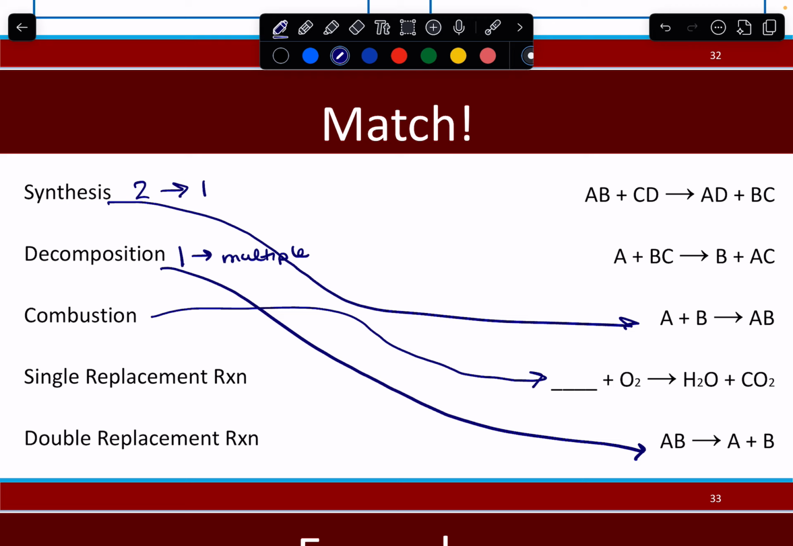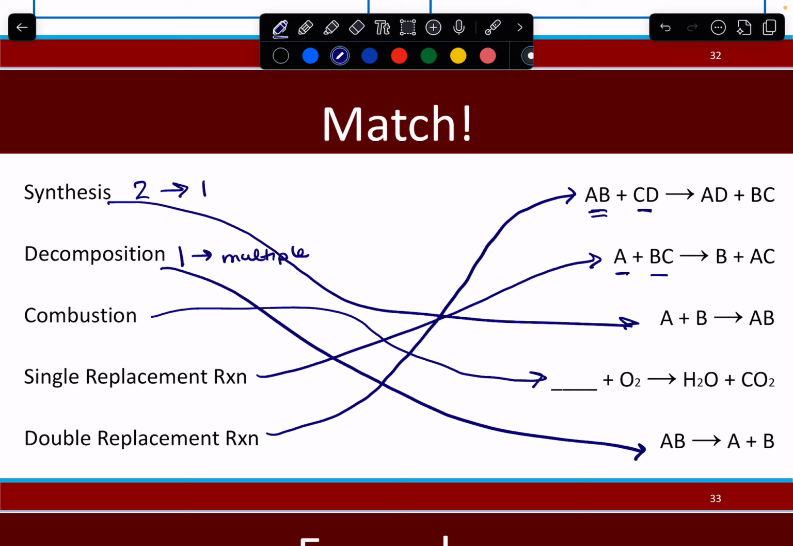Your single replacement is a single element replaces something in the compound. So here's your single element, here's your compound. So that is your single replacement. And then your double replacement is when you have two compounds or double compounds and things are going to be switching places.